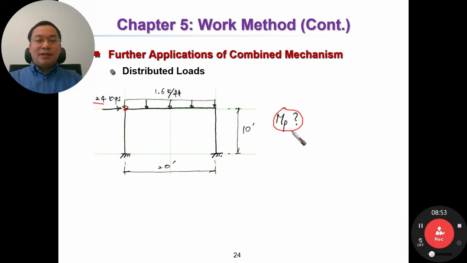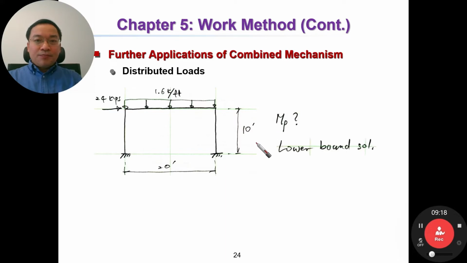Determine MP. If we have MP, then we can determine the section, the dimension of the section. And if we also consider the effect of axial force and shear force, we can calculate. But in this case, determining MP is enough. Then, if we have MP, it is a lower bound solution.